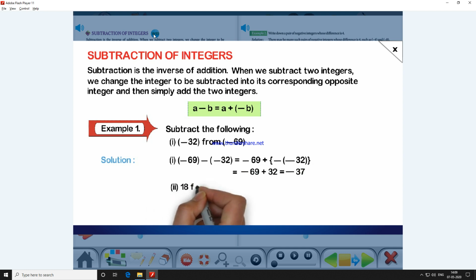2. 18 from minus 80. Solution: minus 80 minus 18 equals minus 80 plus minus 18 equals minus 98.